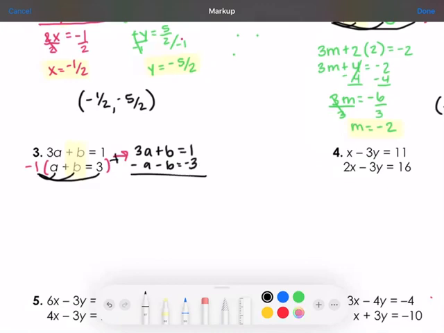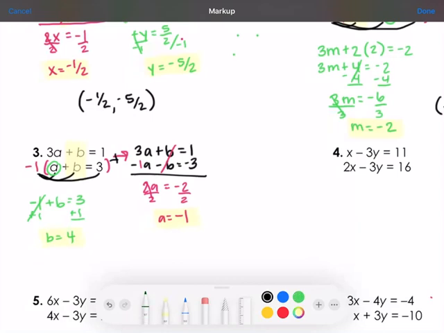Now I can add these equations together. So 3a minus 1a is 2a, b minus b cancels, and 1 minus 3 is -2. When I divide both sides by 2, I get a equals -1. Now I'm going to take that a value and plug it into an equation. I'll pick this one. So I'm going to plug in -1 plus b equals 3. I'm going to add 1 to both sides, and I get b equals 4.